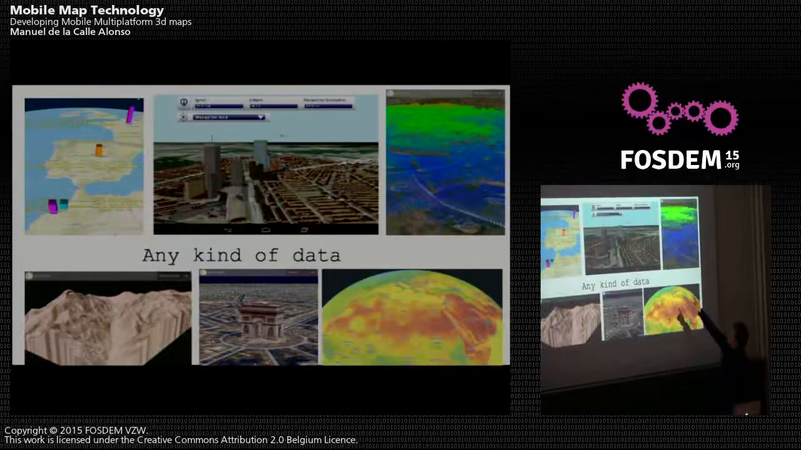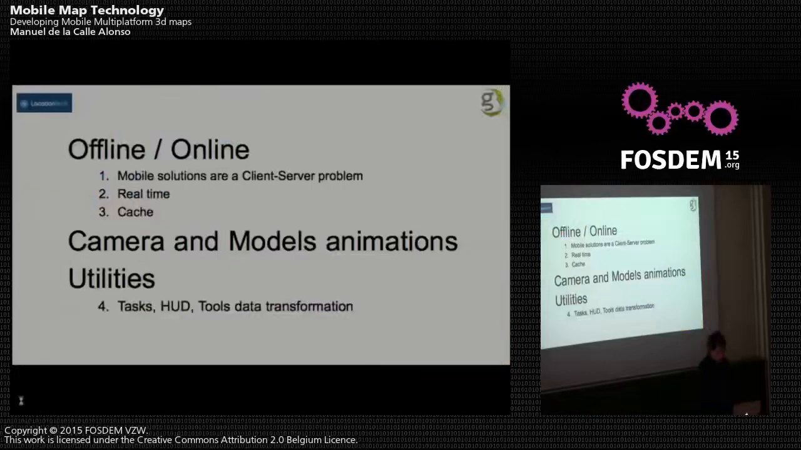This is normal pictorial data. This is, as I said previously, 3D buildings from OpenStreetMap. Terrain, this is a point cloud, raster data, 3D models, typical data from geo.